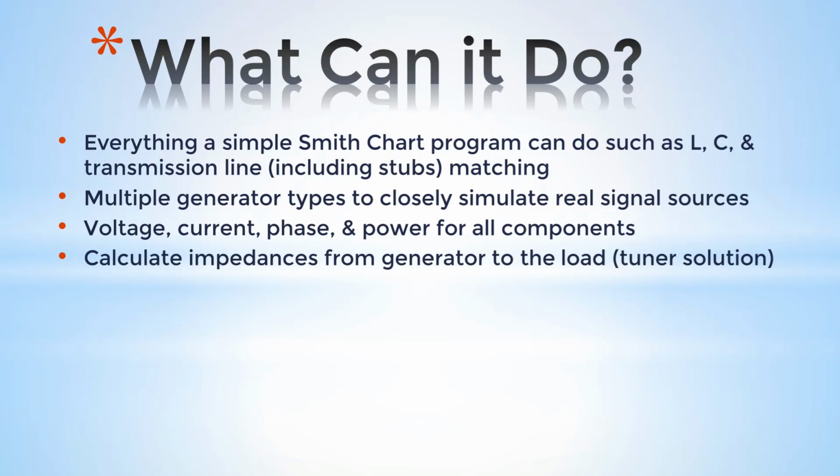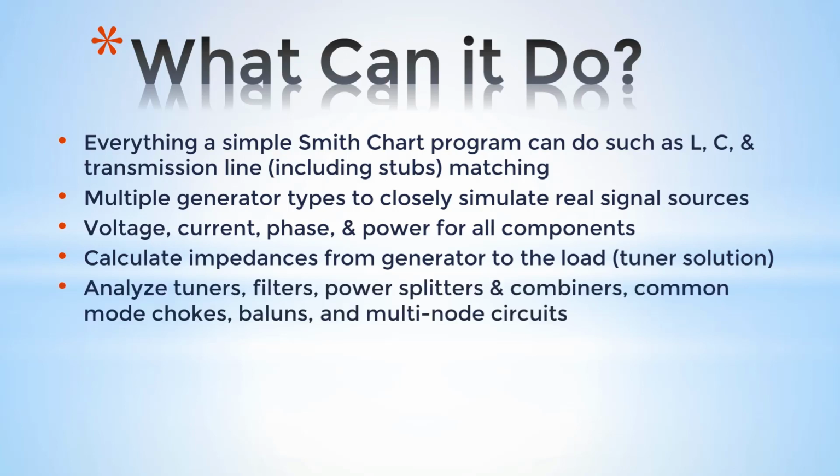It can also be used to calculate impedances from the generator to the load. I call this the tuner solution. We also call it running SimSmith in reverse direction. It solves a very interesting class of problems which is often needed, and that is we don't have a fixed load impedance that we're trying to match to a generator. We have a circuit in the middle, and we want to know what impedances it could match. And I'll explain that later in some other videos.